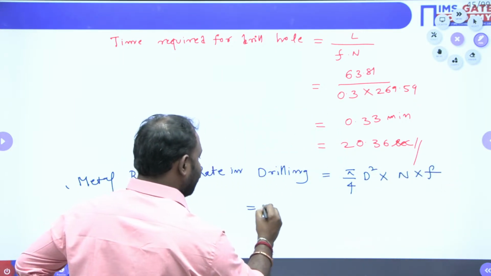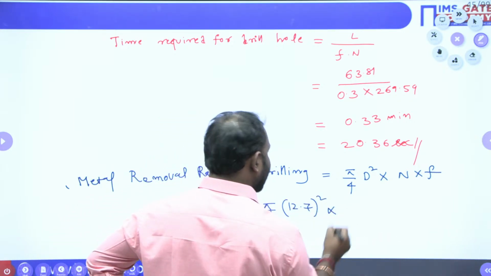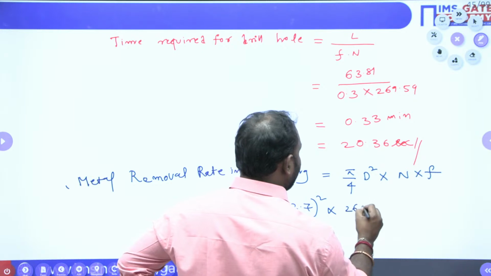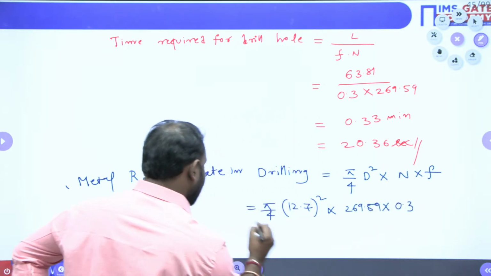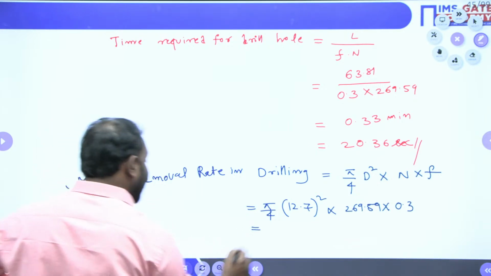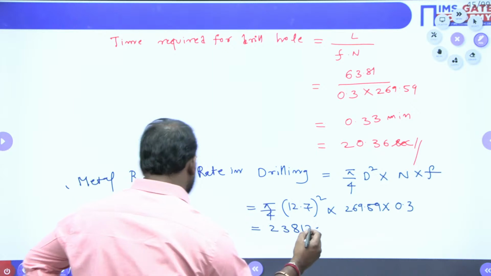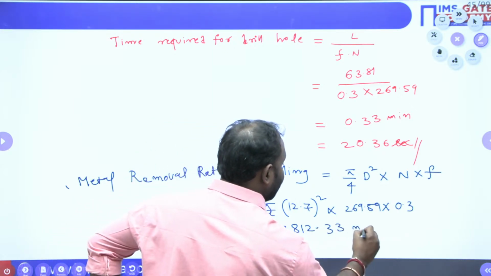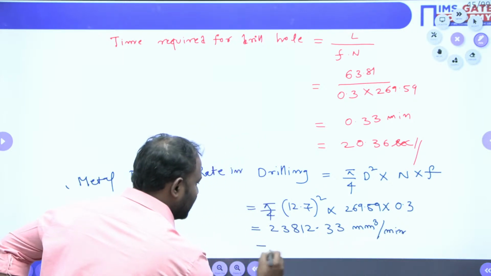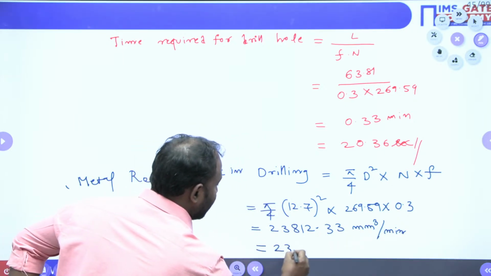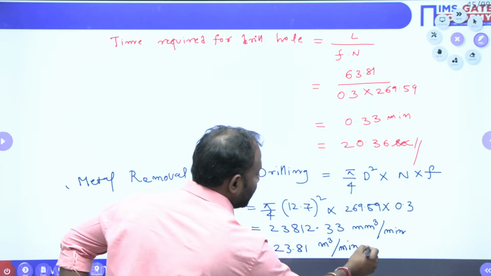So now pi by 4 into d square is 12.7 square, into n is 269.59, into f is 0.3. From there, I am going to get my metal removal rate: 23812.33 mm cube per minute. So if I convert this into meters, that is 23.81 meter cube per minute. So this much amount of the material is going to be removed.